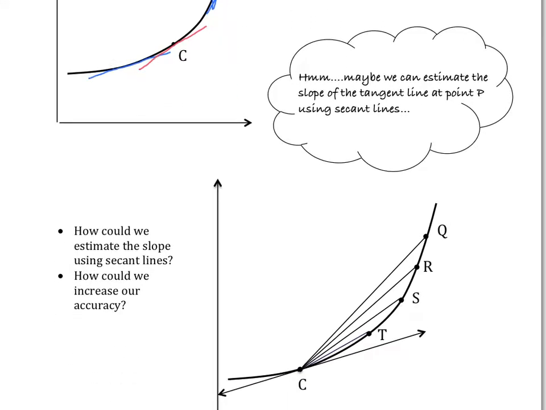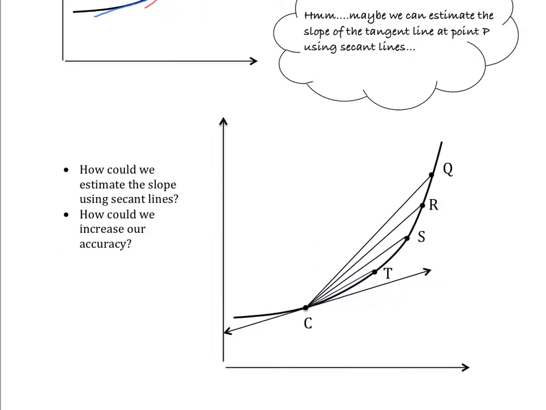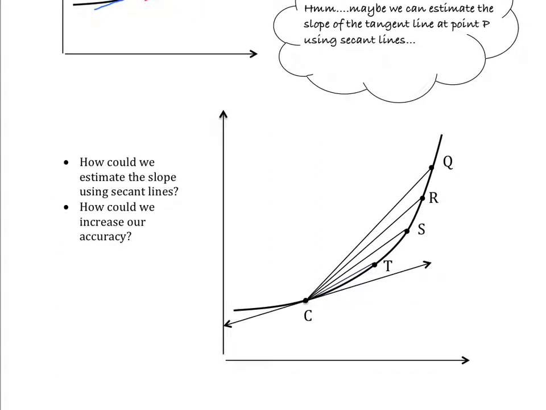Now, if you don't remember what secant lines are, they just intersect a curve at 2 points. A tangent intersects at 1 point, secant at 2 points. So if I want to find the slope at point C, I don't know the slope of that tangent line, but let's say I used this line. Well, I could find the slope there. I do change in y over change in x, and I would get a slope.